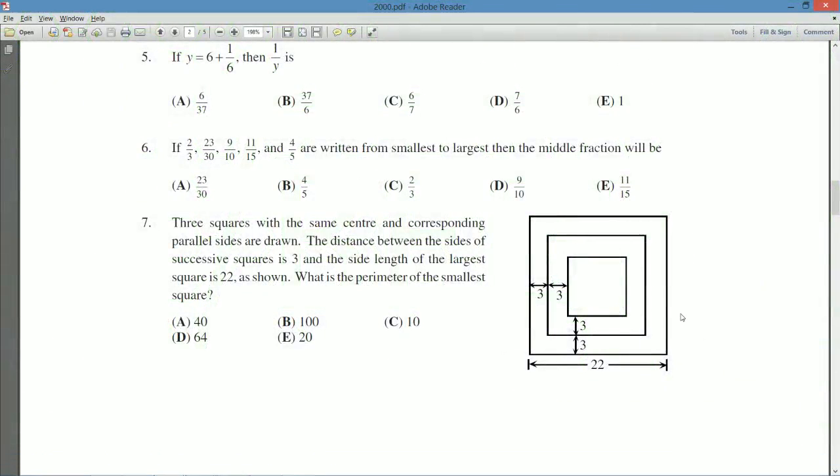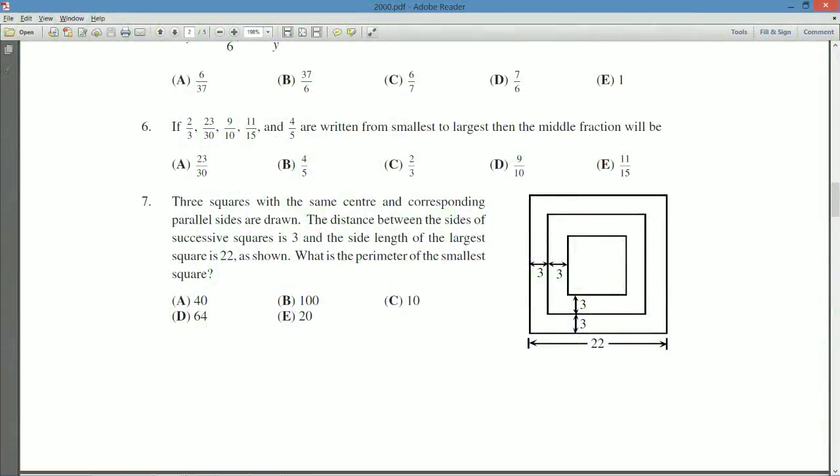So what does question 7 have to say? 3 squares with the same center and corresponding parallel sides are drawn. The distance between the sides of successive squares is 3, and the side length of the largest square is 22, as shown. What is the perimeter of the smallest square?